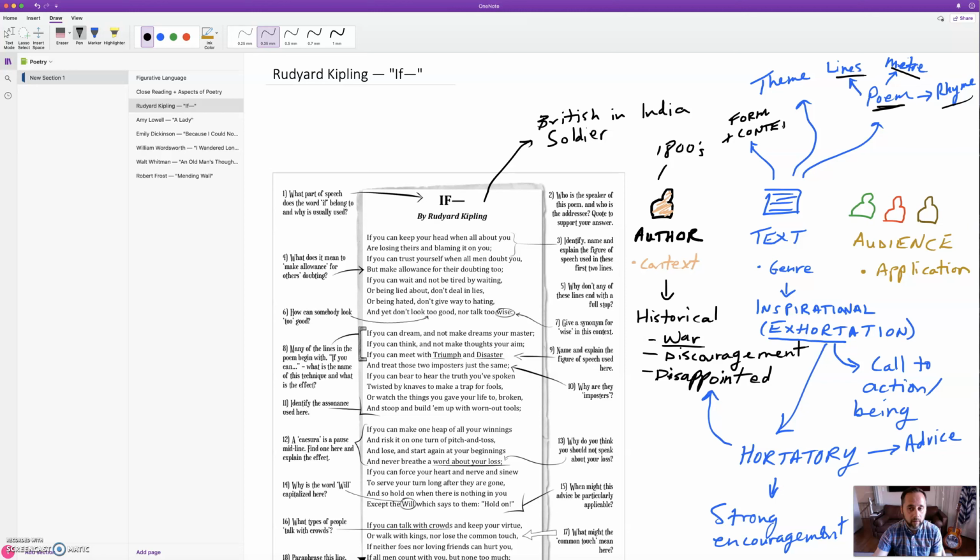So we talked about that in another video. Form and content, there's a relationship, right? This is what we are communicating, what the author is communicating, like the theme. The form is how they are communicating that. What's the style? What's the genre?